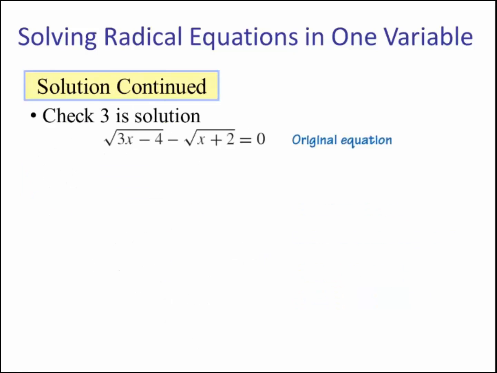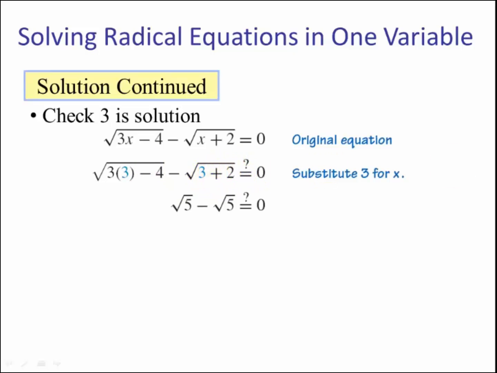To check it, we put 3 back into the original equation. 3 times 3 is 9, minus 4 is the square root of 5, minus the square root of 3 plus 2, which is the square root of 5. The square root of 5 minus the square root of 5 is 0. This is a true statement, therefore 3 is a solution.